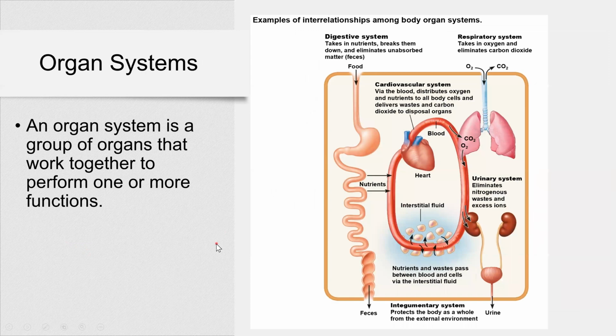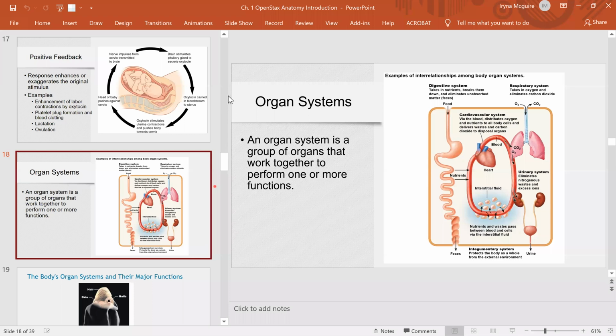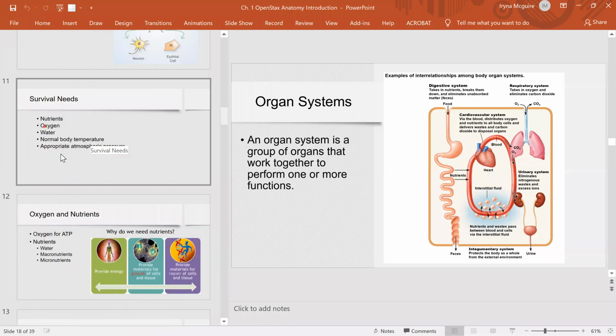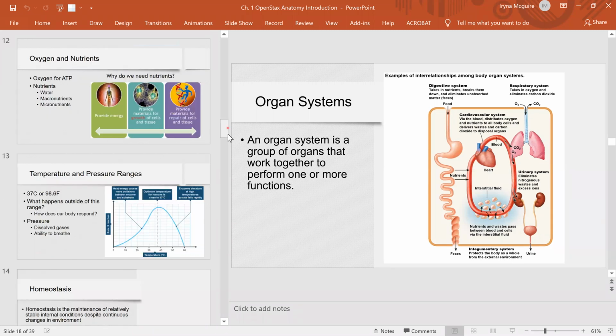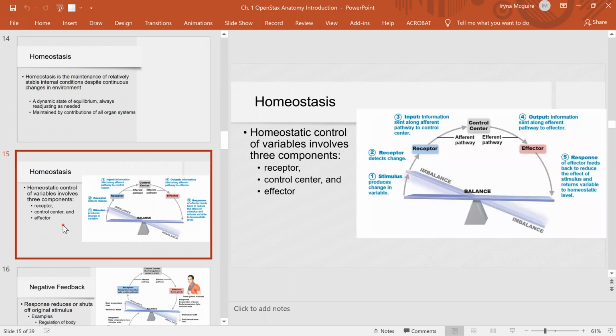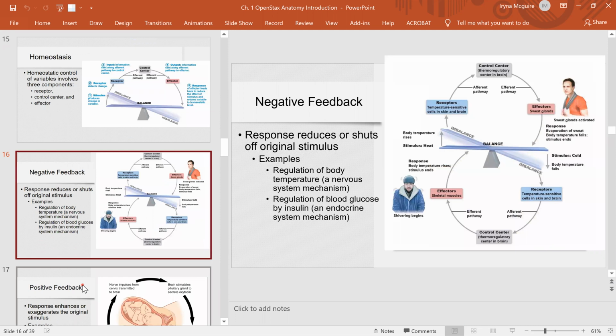Okay, so let's just sum up very quickly what we covered so far. We talked about necessary life functions over here, right? We talked about survival needs, like nutrients, oxygen, water, temperature, atmospheric pressure. And then we said that to keep your body alive, all your organs need to work in harmony to maintain homeostasis. So it's a relatively stable internal environment. And to maintain this homeostasis, you have the whole mechanism that includes receptor, control center, and effector. And homeostasis is maintained by negative feedback, because what negative feedback does is return your body back to balance.